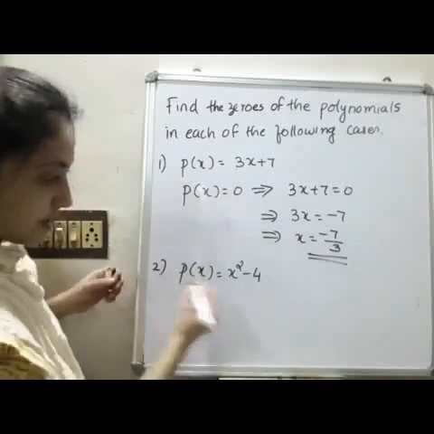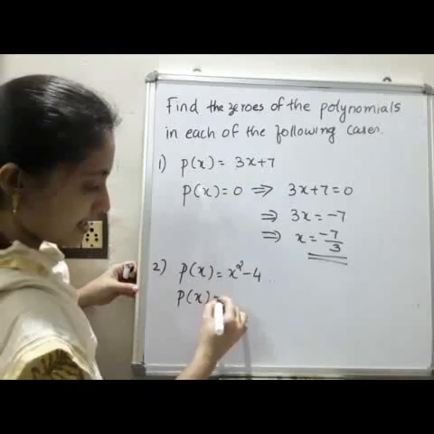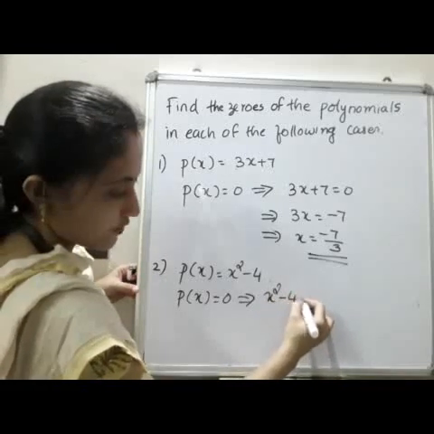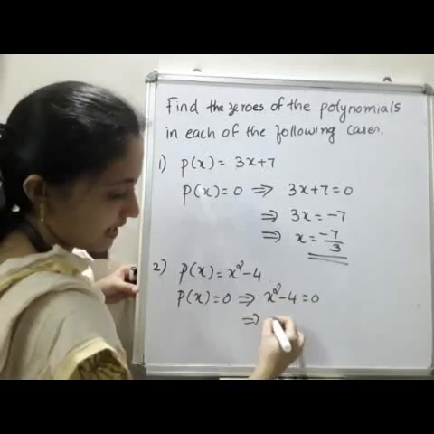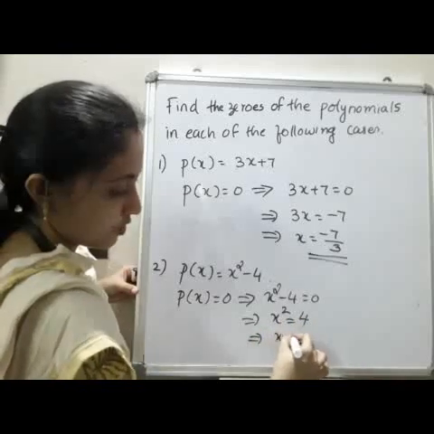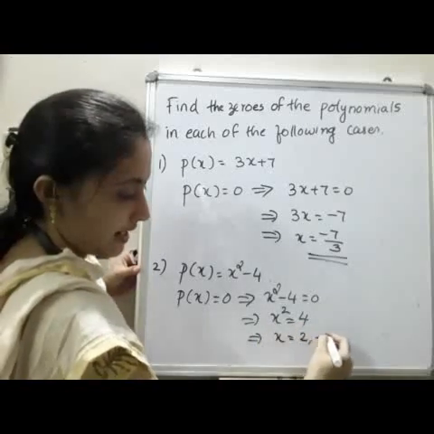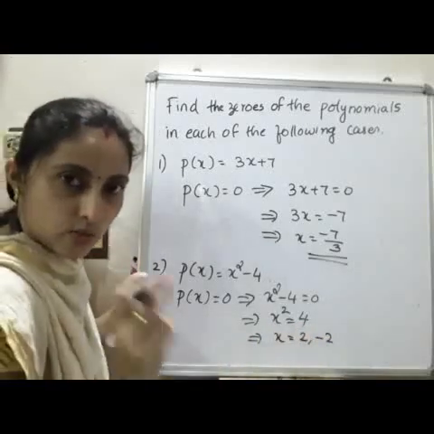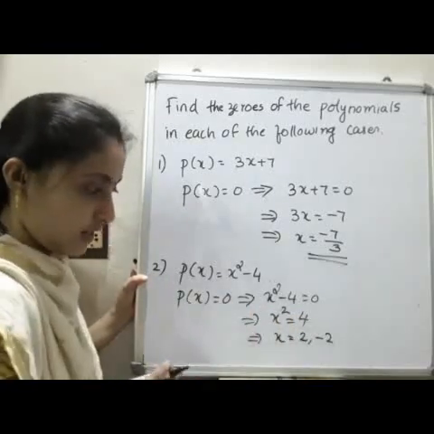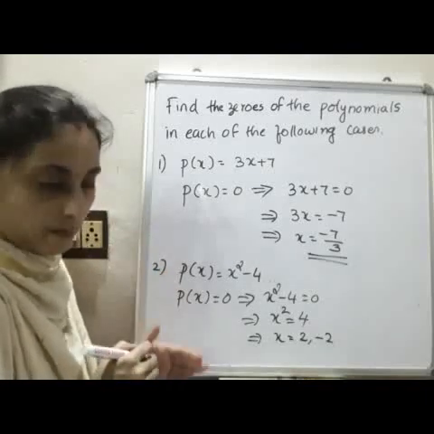Okay. Next one, p of x is already given. What you have to find is, first step is p of x is equal to 0, that is x square minus 4 is equal to 0. That gives us x square is equal to 4. That gives us x is equal to what? Only 2? No. 2 and minus 2. Why? Minus 2 into minus 2 is 4 itself. Is it? 2 into 2 is 4 itself. That is, x square can take two values. That is, plus 2 and minus 2.